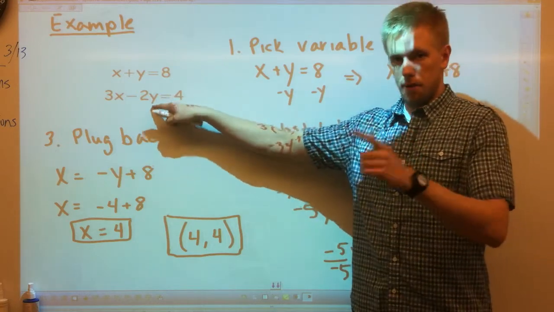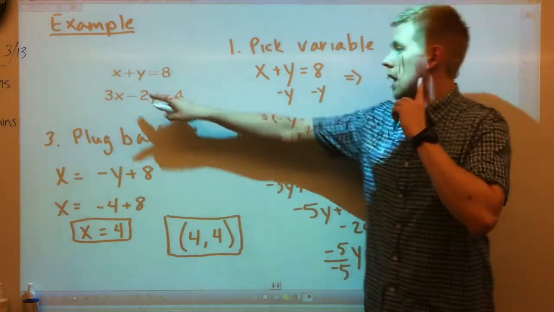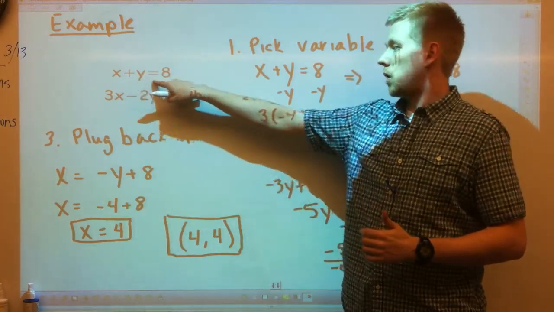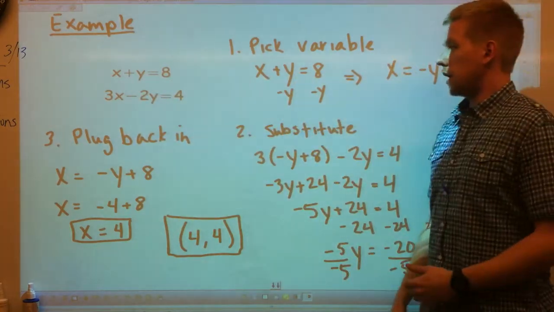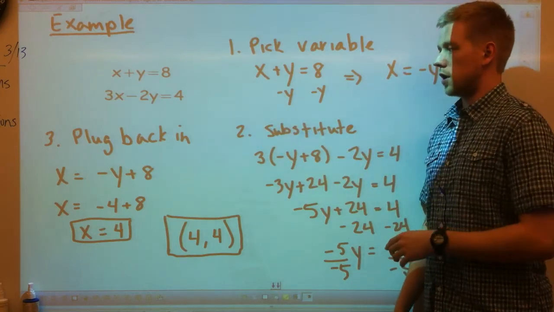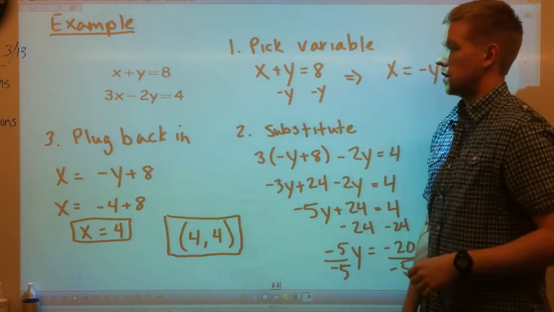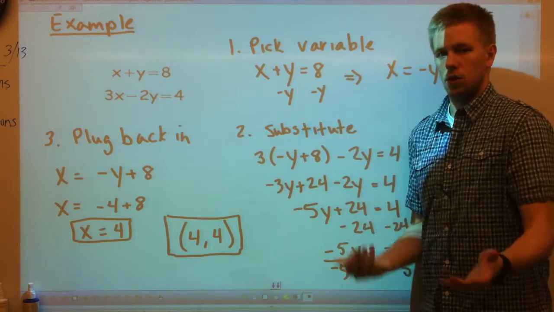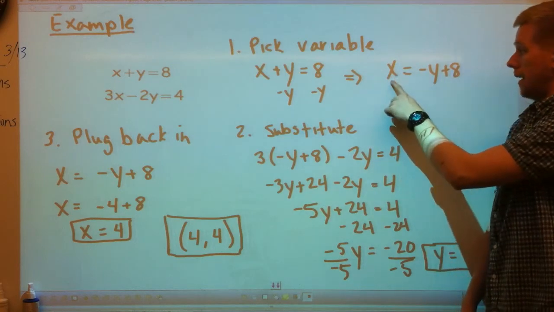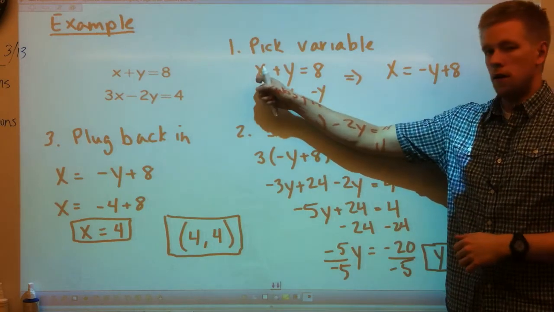So first step, if you refer back to those first 3 steps, we're going to pick a variable. So I'm going to take the top equation because there's no coefficients here, it's going to be easy to work with. I have x plus y equal to 8, so I pick that. I'm going to solve for x, so I need to get everything away from that x variable in order to solve for it. So if I have x plus y, I need to get rid of this y. Subtract y from both sides. Now I can't do 8 minus y because one's a number, one's a variable, so I'm just going to rewrite them side by side. So I have x equals negative y plus 8.